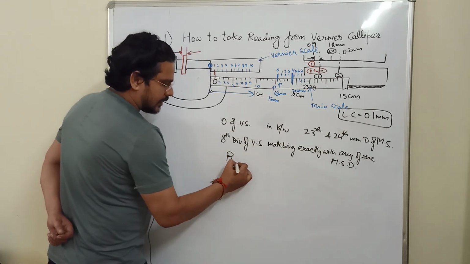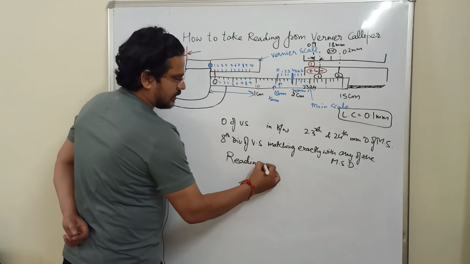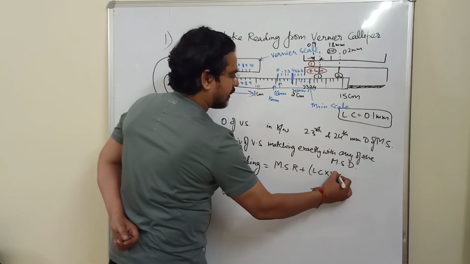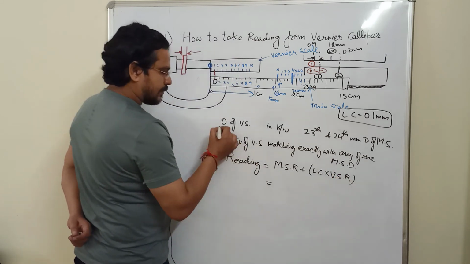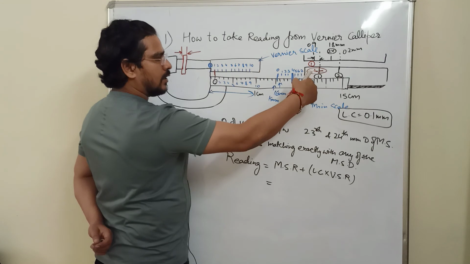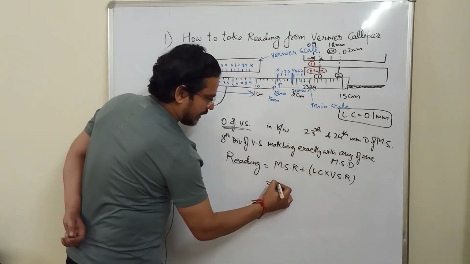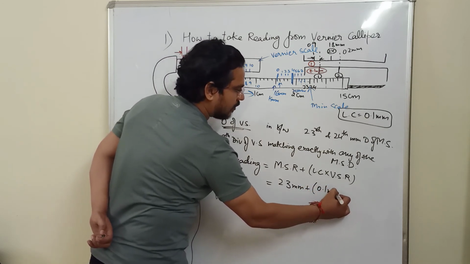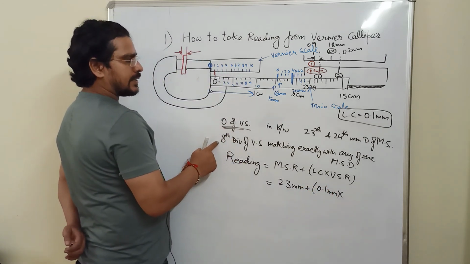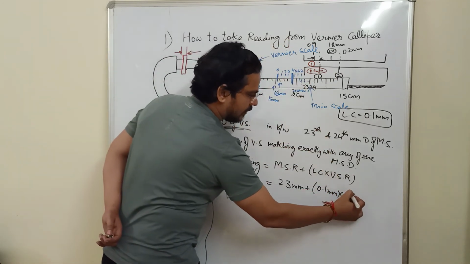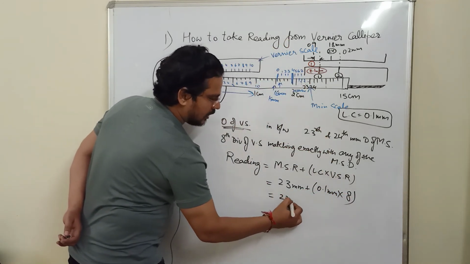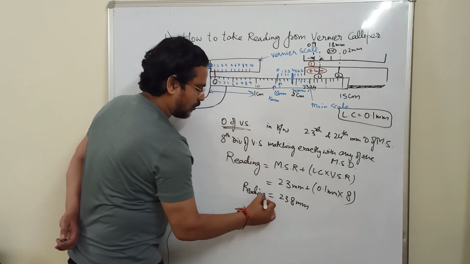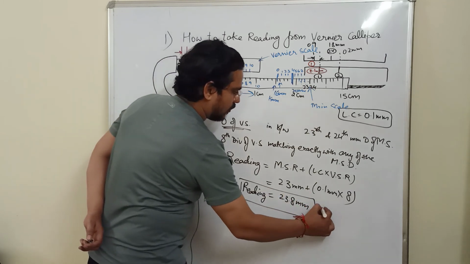Okay, so we know that reading is equal to main scale reading plus least count into vernier scale reading. In this case, as the 0 of vernier scale is lying between 23 and 24, my main scale reading is going to be 23 mm plus least count 0.1 mm into 8, because the 8th division of vernier scale is matching with a main scale division. So the answer is going to be 23.8 mm. Okay, that is fine. I hope many of you have solved it correctly.